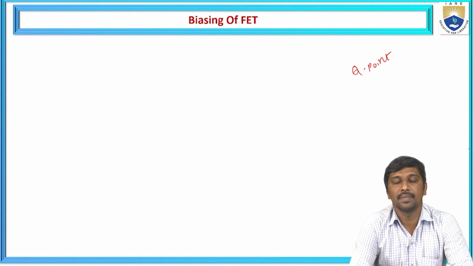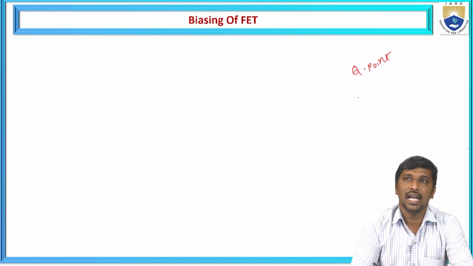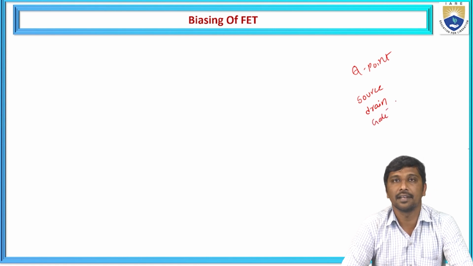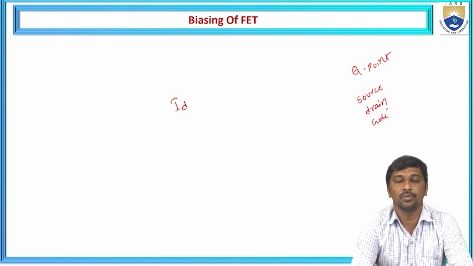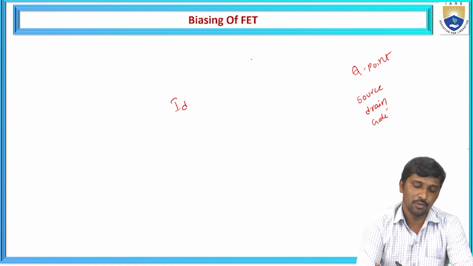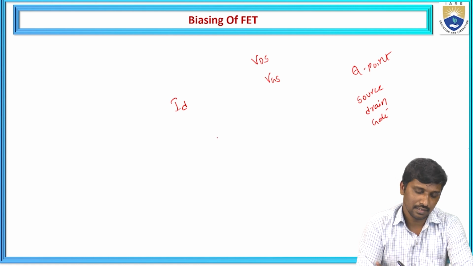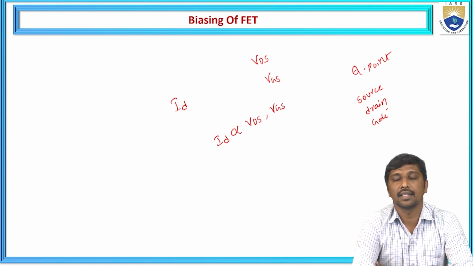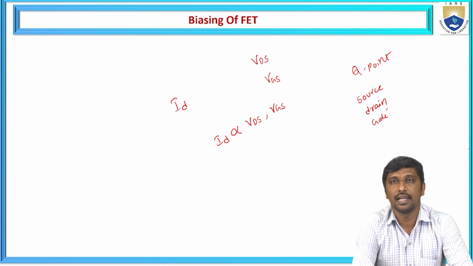This operating point depends upon the external biasing between the terminals. If you observe the field effect transistor, we have three terminals: source, drain, and gate. Based on the construction and characteristics of the field effect transistor, the drain current is controlled by an applied electric field, the drain to source voltage, VDS, and the gate to source voltage, VGS. Hence, the drain current is proportional to VDS as well as VGS. This is called the field effect transistor because the drain current depends upon the applied electric field.